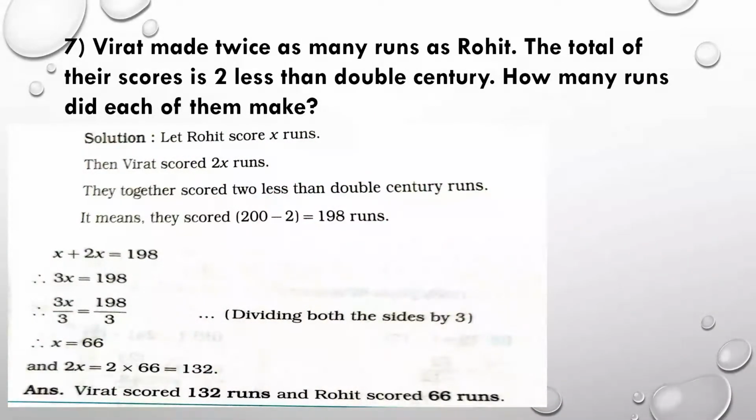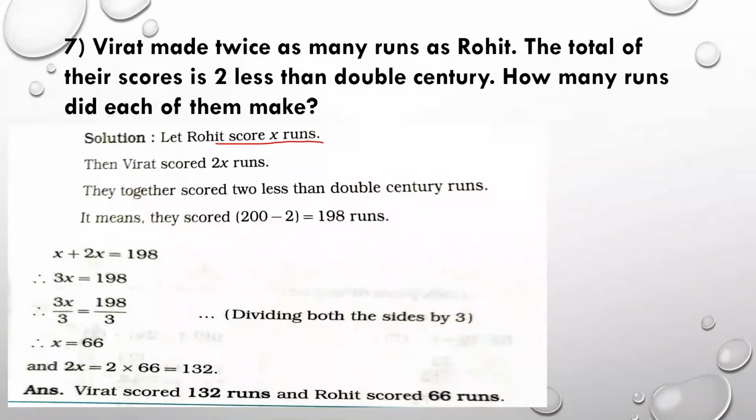Seventh one. Virat made twice as many runs as Rohit and the total of their score is 2 less than double century. How many runs did each of them make? Now we don't know how many runs Rohit scored. So we have to take Rohit's score as x runs and Virat made twice as many runs as Rohit. So then Virat scored 2x runs, you have to take.